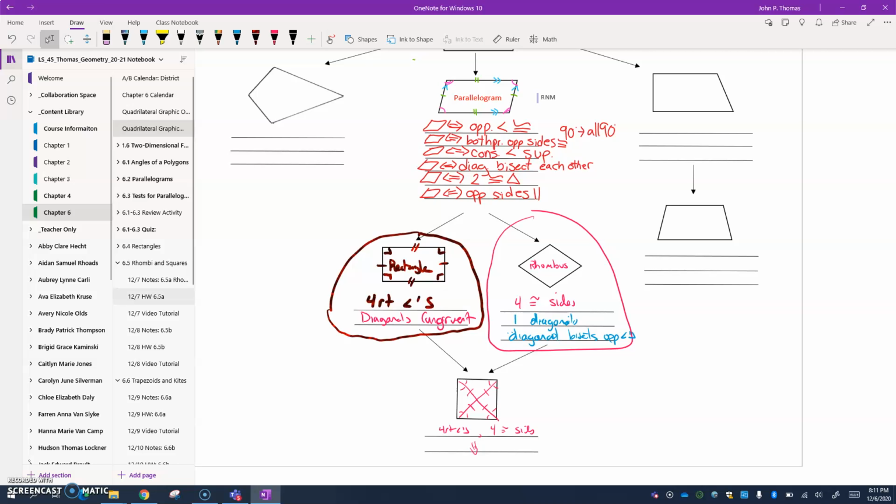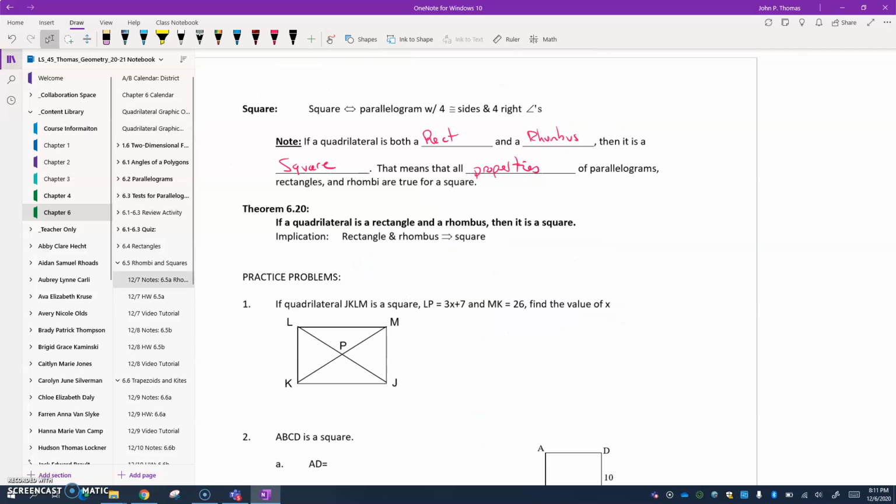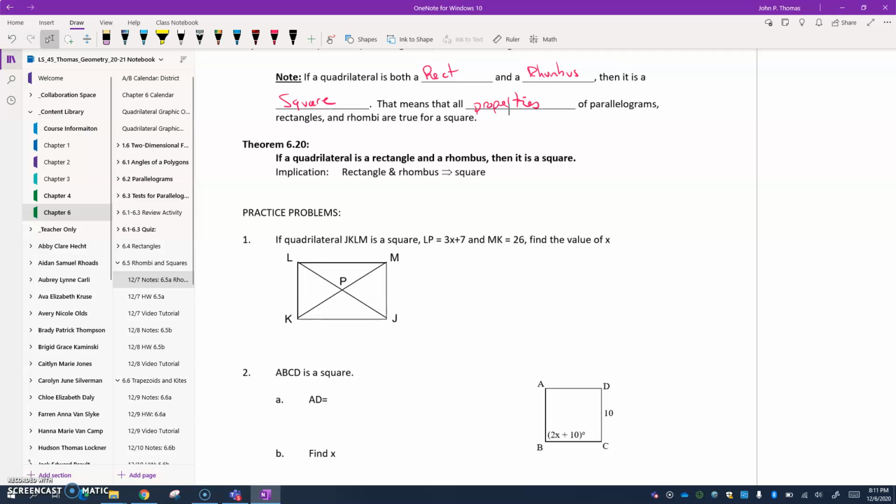So if we jump back into the notes here, we've got a couple problems. It says quadrilateral JKLM is a square. So it's telling you it's a quadrilateral and it's a square. It says LP is 3x plus 7, and MK, the other full diagonal, is 26. Find the value of x.